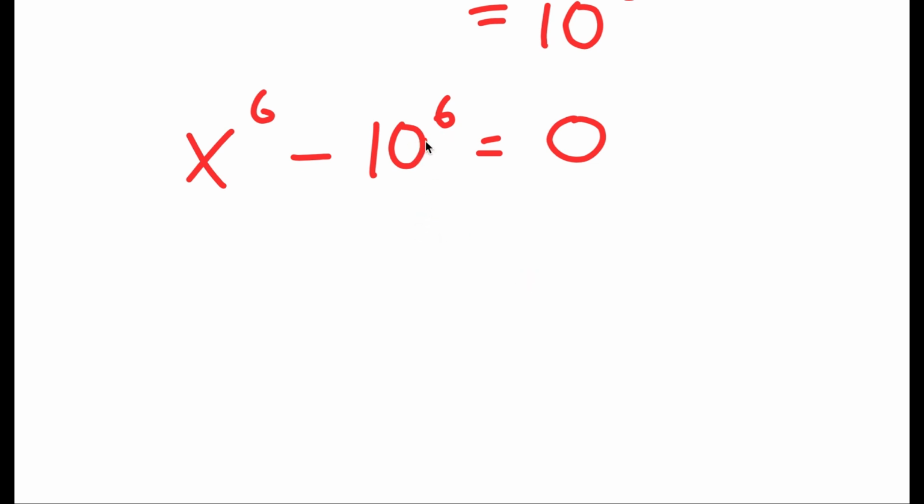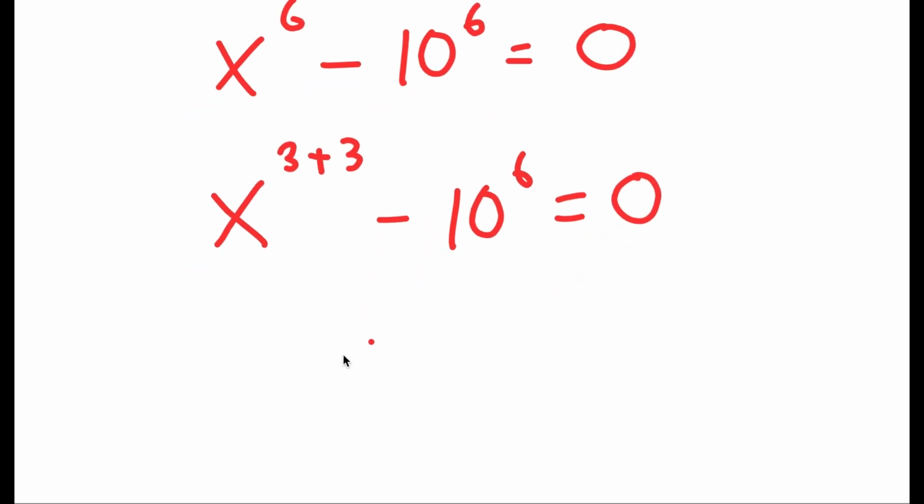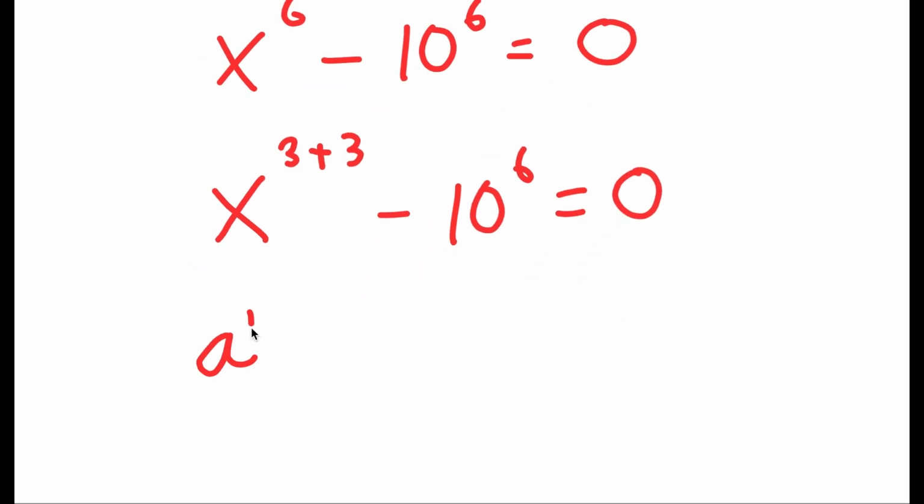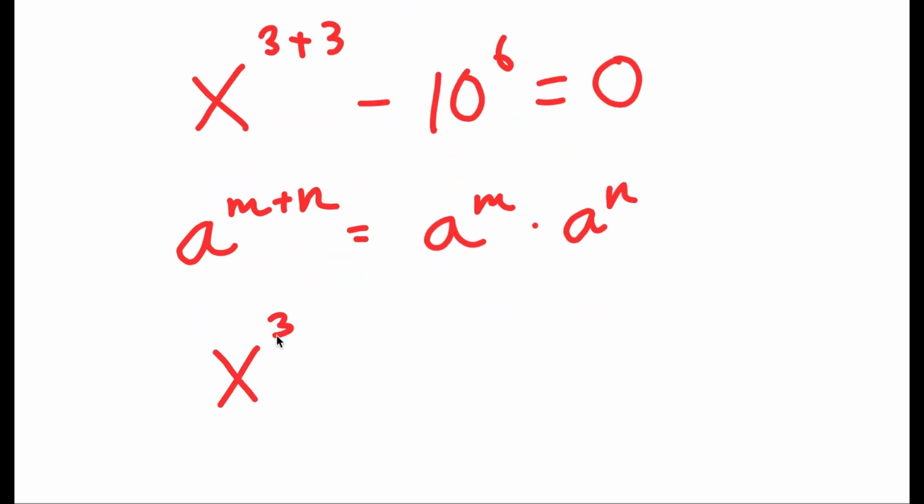Now from here, x to the power of 6 is the same thing as x to the power of 3 plus 3. And I can use the property a to the power of m plus n is equal to a to the power of m times a to the power of n. So x to the power of 3 plus 3 turns into x to the power of 3 times x to the power of 3.